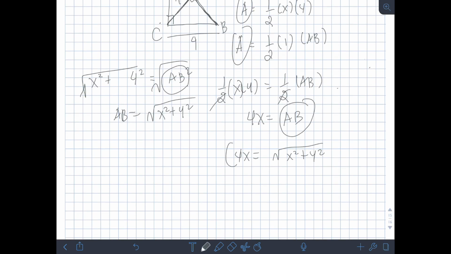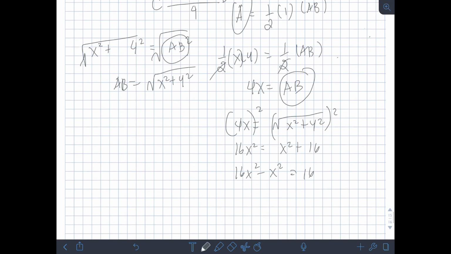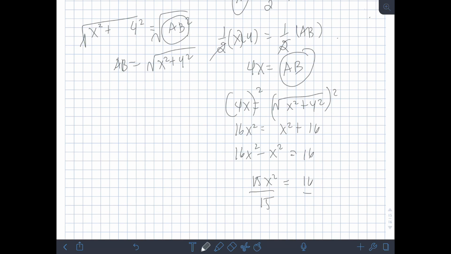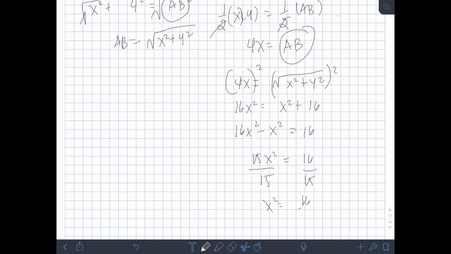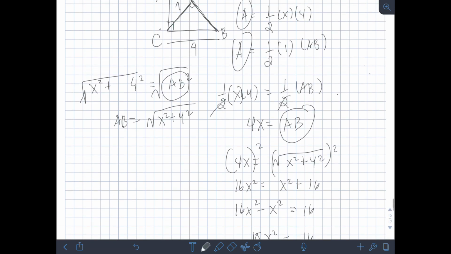So, solve natin si x. So, square natin both sides. So, magiging 16x squared is equal to, makakancel yung radical, x squared plus 4 squared or 16 na siya, diba? So, magiging 16x squared minus x squared is equal to 16. So, we have 15x squared is equal to 16. Divide both sides by 15. We have x squared is equal to 16 over 15. Therefore, x is equal to square root of 16 over 15. So, that is approximately 1.033. Okay, so nasolve na natin si x.